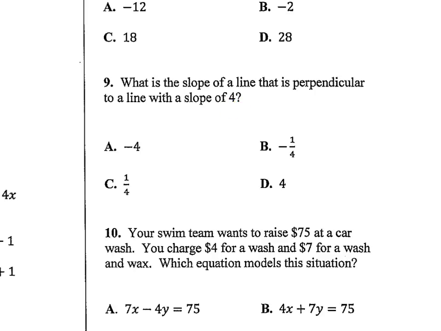Number 9, what is the slope of a line that is perpendicular to the slope of a line that is 4? So this slope here is 4, or 4 over 1. Remember the rules of perpendicular. Okay, we got to do something to them and change something.